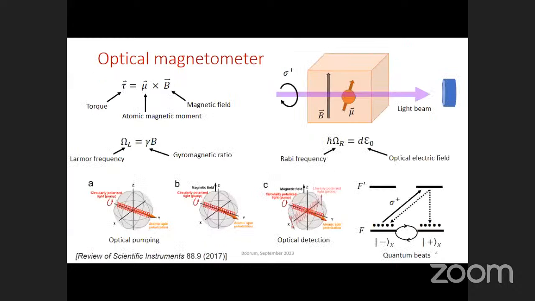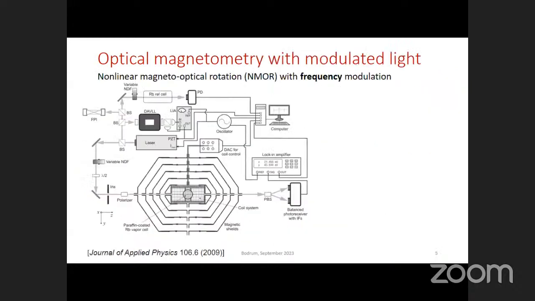Here I talked about just the non-modulated, continuous wave light, but you could also have modulated light that you use to take measurements. So this is a slightly more complicated drawing of what's going on. There's a chamber over here. This is the cell that I mentioned. There are some shields, which I'll talk about in a bit.